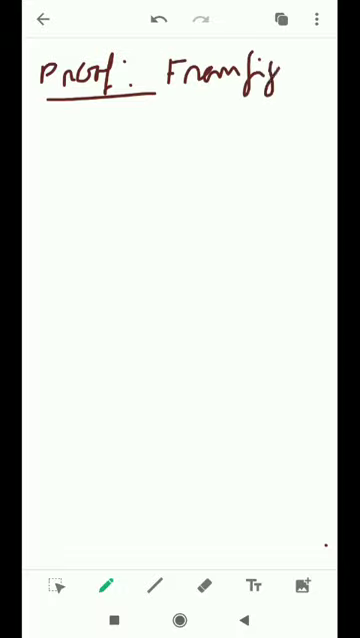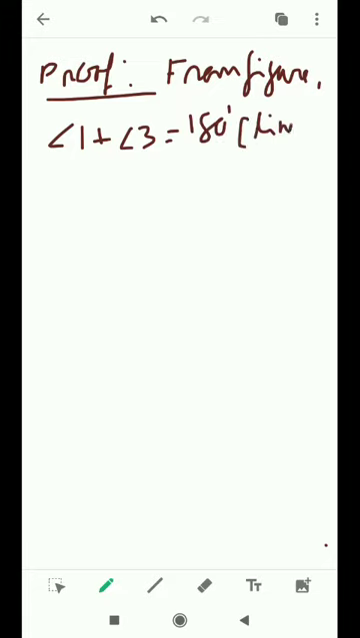So now the proof I am going to do. In the proof, from the diagram you can see, we can see from the figure that angle 1 plus angle 3 is equal to 180 degrees. What is the reason? Because they are a linear pair. That means they are on the same straight line, the sum of them will be equal to 180 degrees.